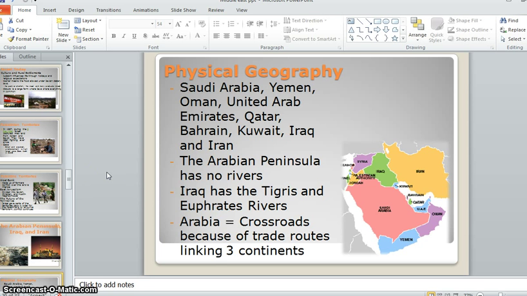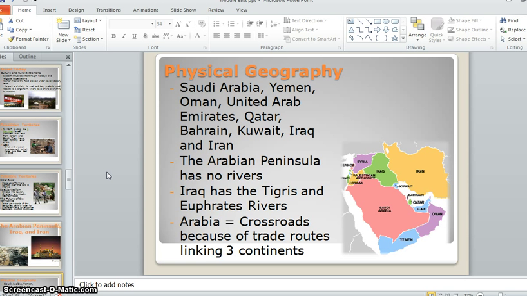So I was just talking about the UAE, another wealthy country that inherited the right to host the World Cup in, I think, 2022 was Qatar. Bahrain, Kuwait, and then of course Iraq and Iran. One of the interesting things about this area is that the Arabian Peninsula has no rivers. But Iraq is home of the Tigris and Euphrates rivers. Again, that's where ancient Mesopotamia was, where Iraq is today.